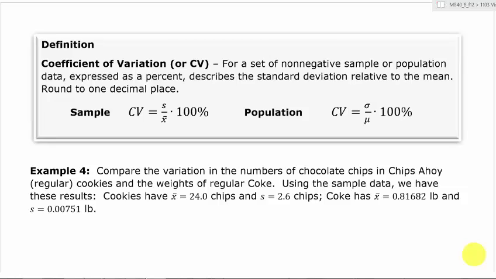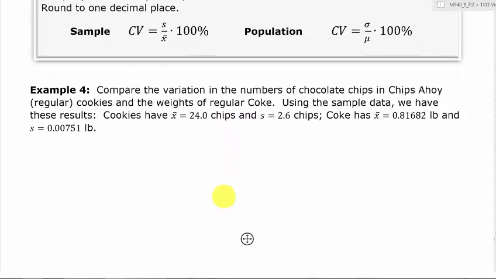So what this is really useful for looking at is when you're comparing data that don't have the same units. So in our example, we're going to look at the variation of the number of chocolate chips in Chips Ahoy regular cookies and the weights of regular Coke. Using the sample data, we have the results that cookies have a mean of 24 chips and a standard deviation of 2.6 chips, and Coke has a mean of 0.81682 pounds and a standard deviation of 0.00751 pounds. So it's really hard to tell which of those two is varying more based off of the mean and the standard deviation. So this is where the CV is very useful.